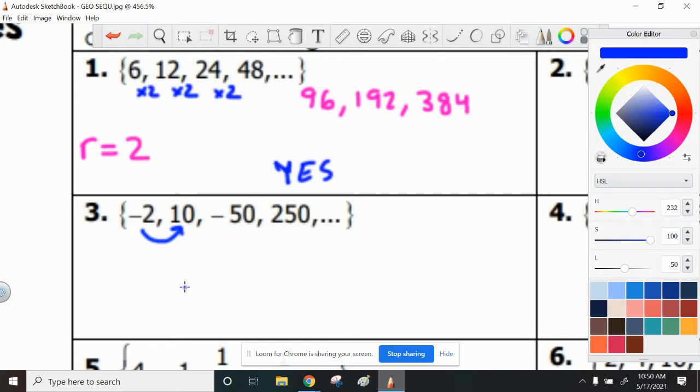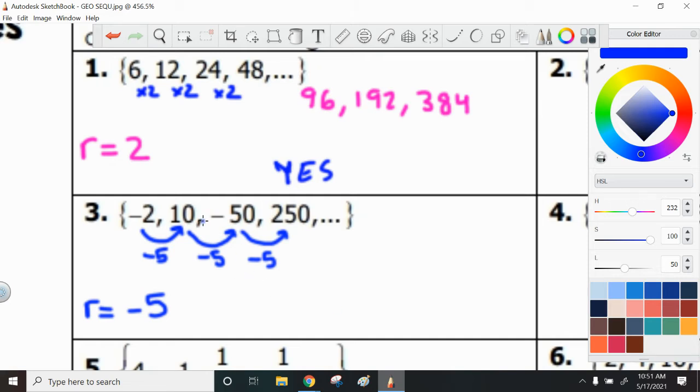-5. Nice job, Devin. Multiplying by -5. Does that work again? Can we get times -5 to get to -50? Does that work again to get from -50 to +250? Yes. So our ratio can be a negative number. If it is a negative number, notice that when you have a repeated multiplication of a negative number, you're going to go positive, negative, positive, negative, positive, negative. So if you ever see a pattern that goes positive, negative, positive, negative, you automatically know it's going to be geometric. You automatically know that the ratio is going to be negative.